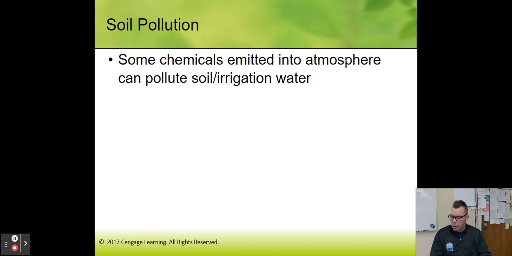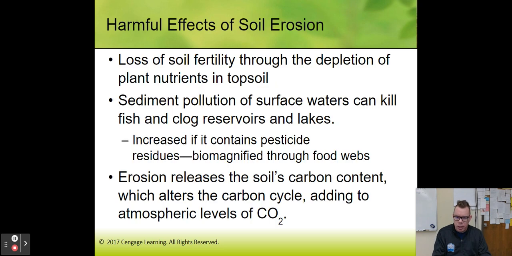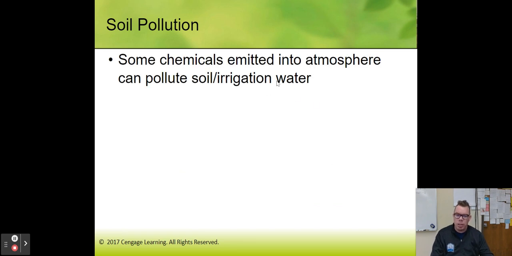All right. Now there's soil pollution as well. Some chemicals emitted into the atmosphere can pollute the soil or the irrigation water. So we'll go back real quick. We're talking here about the sediment pollution of surface waters. That right there, that's what I'm talking about for this irrigation water. If you get a whole bunch of crap into the water, you don't want to use that water to water your crops, or else you're just putting bad water on your crops, going to kill your crops.